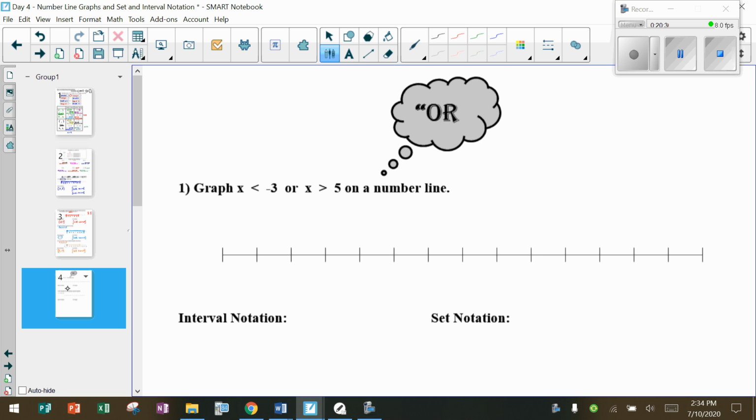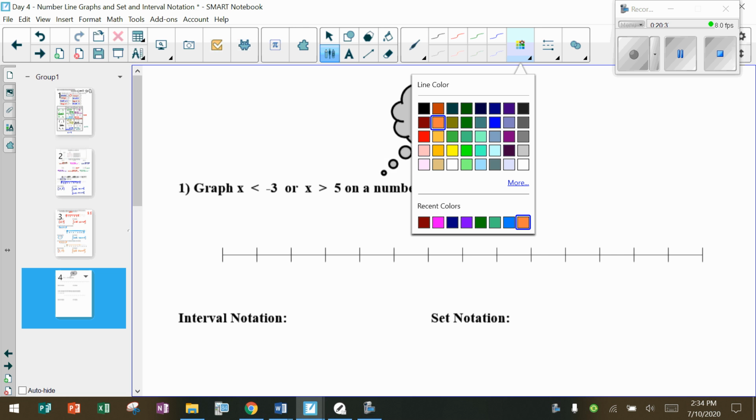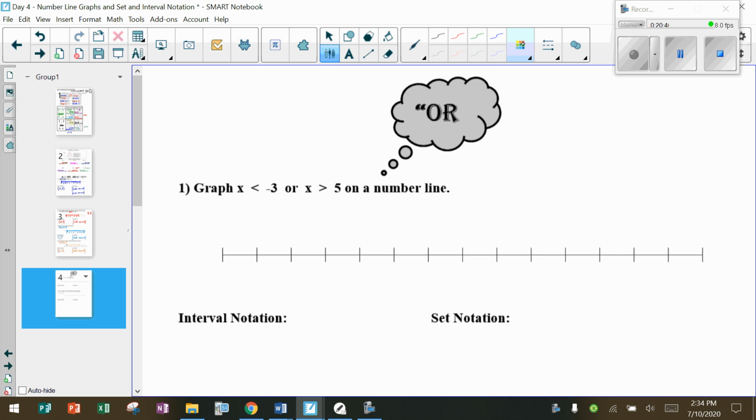Last possible option is we could have two inequalities on the same graph separated by the word or. So we're still going to put both of these graphs on the same line, but let's see what happens with the word or in between. So first one, X is less than negative 3, or X is greater than 5. Two numbers that I'm given tell me what my number line has to go from. So negative 4, negative 3, negative 2, negative 1, 0, 1, 2, 3, 4, 5, 6.